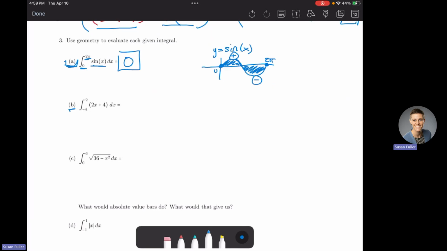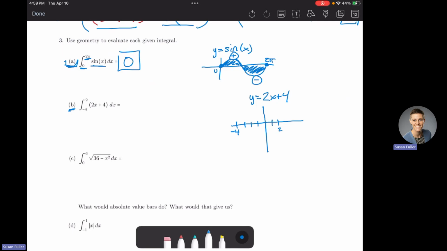Okay, let's try this next one, B. I want the area from -4 to 2 of 2x plus 4 dx. Okay, what area is this asking me to find? Well, I want the area underneath y equals 2x plus 4. So I want the area underneath that function, or trapped between that function and the x-axis, from x equals -4, 1, 2, 3, -4, all the way up to 2, 1, 2.